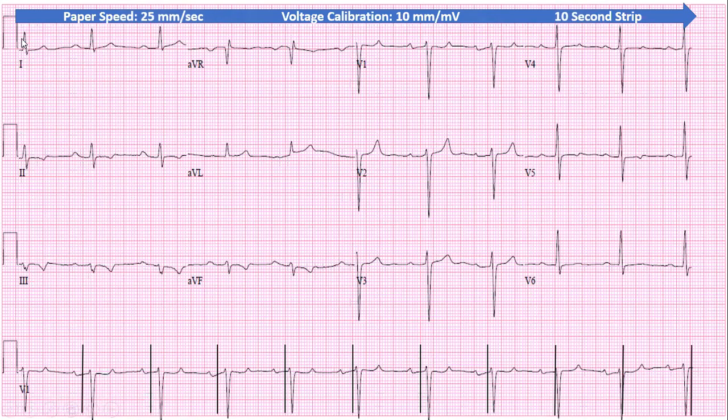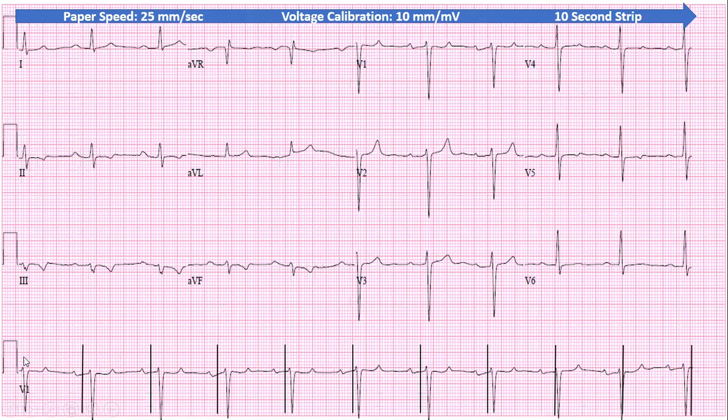So the ECGs that we record on our machines are recorded on a 10-second strip, meaning that this whole recording occurs over 10 seconds, okay? And then our paper speed being 25 millimeters per second. And then, as I discussed on the previous video about the voltage calibration, which is this part over here, 10 millimeters per millivolt.